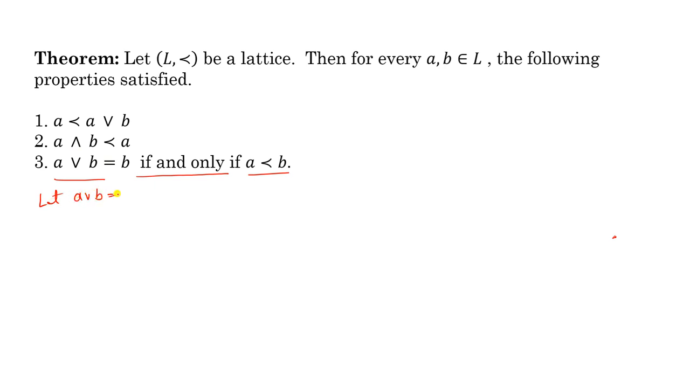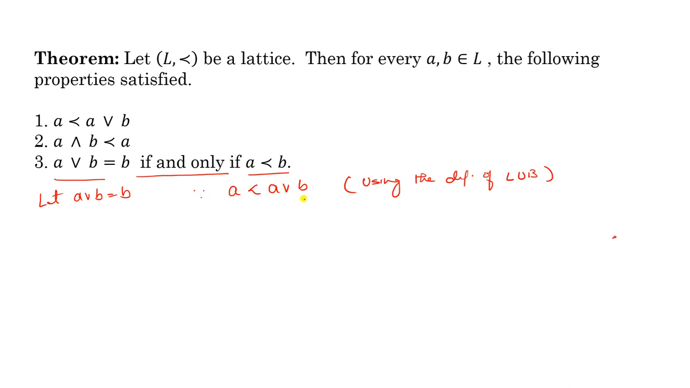let A ∨ B = B. Now we have to show that A precedes B. We know that A precedes A ∨ B using the definition of least upper bound. We have already proved A precedes A ∨ B, so you can directly write it using the definition of least upper bound.